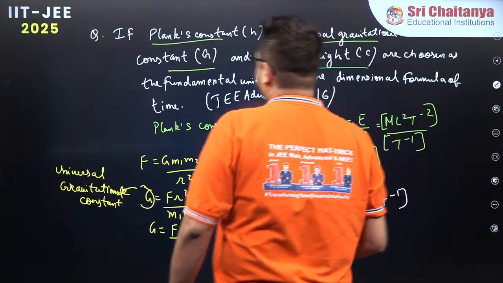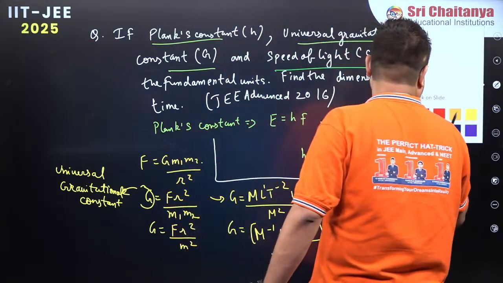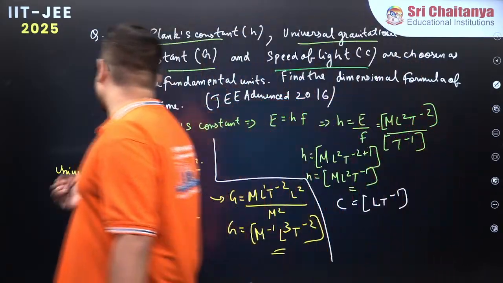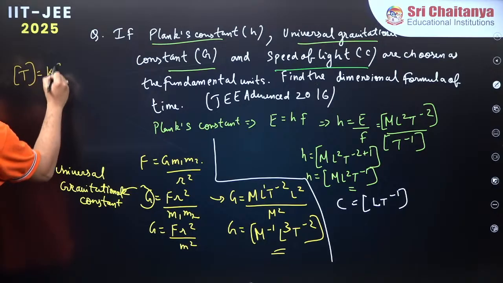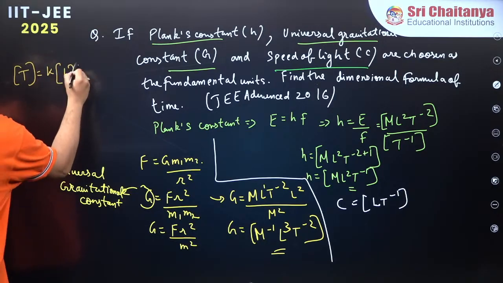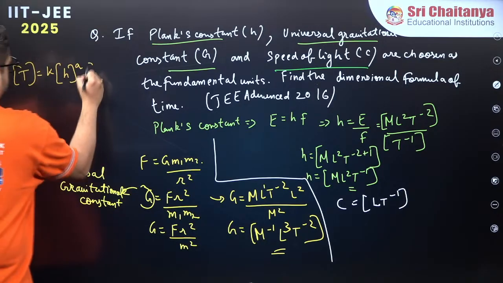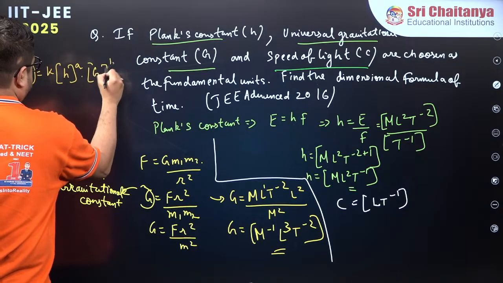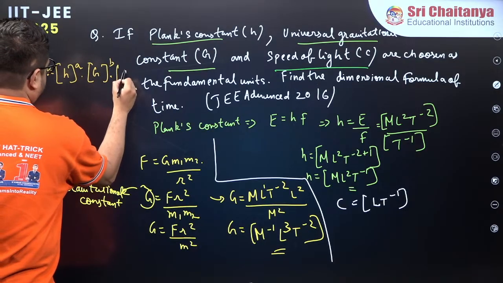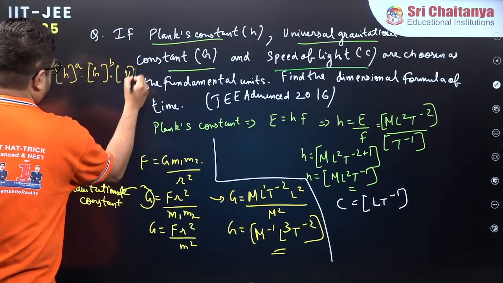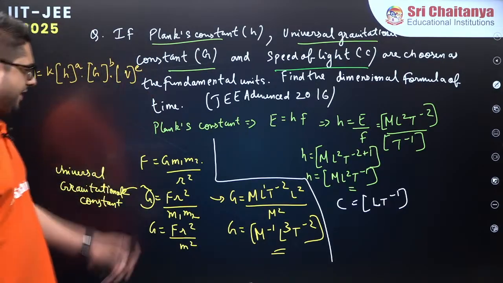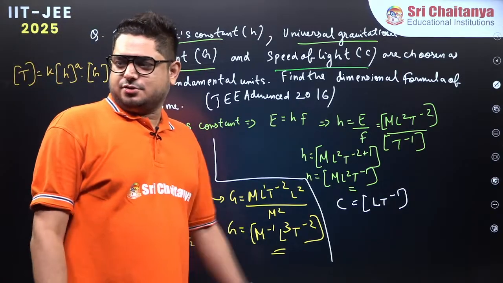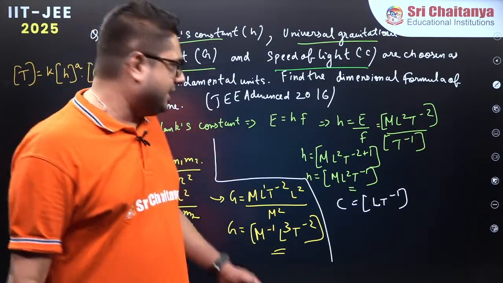What they are asking us in the question is to find the formula associated with time. You can write time on the LHS as some constant times Planck's constant to the power a, into G to the power b, into the speed of light, the velocity of light, to the power c. So we need to find the dimensions equally. I hope you are getting this.